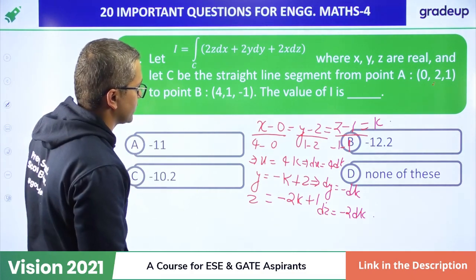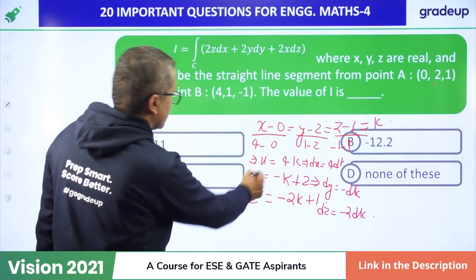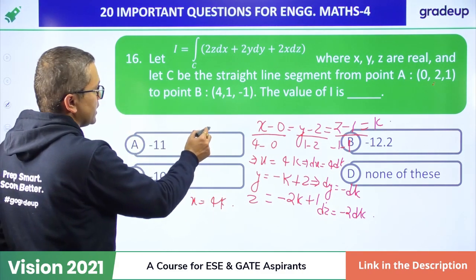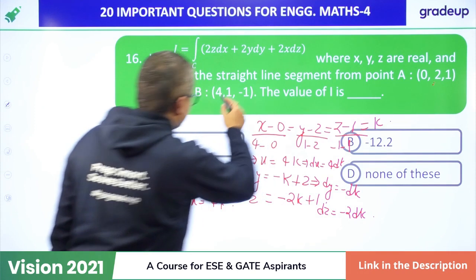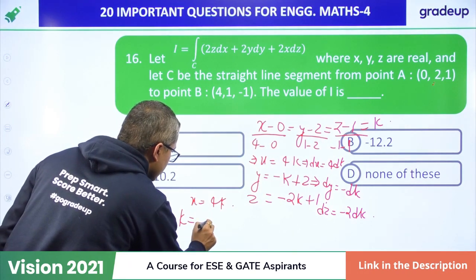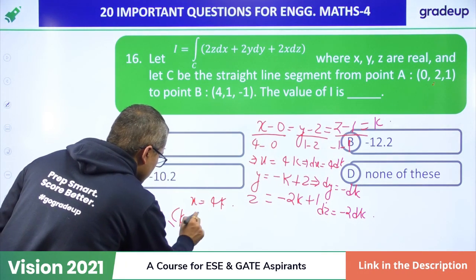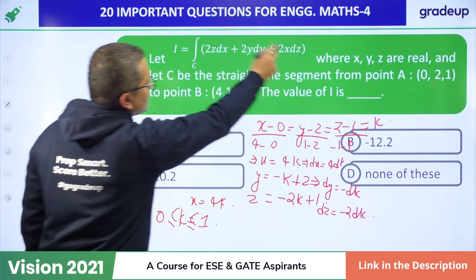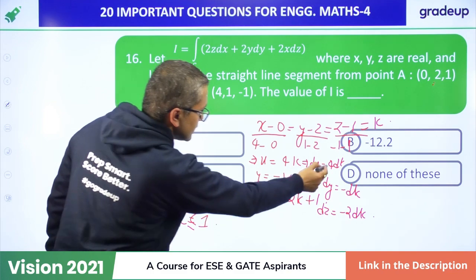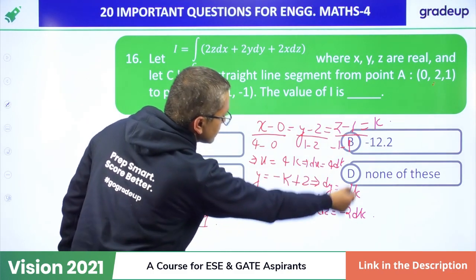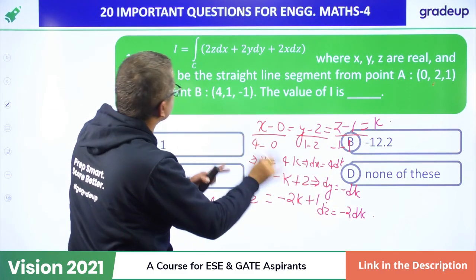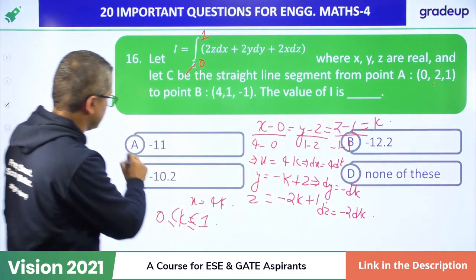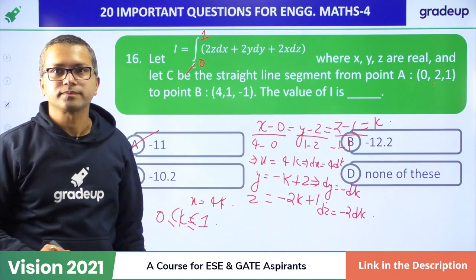Yeah, so it's fine, okay. Now the limits of k should be, because x equals 4k and x lies between 0 and 4, so k will lie between 0 and 1. So here, you're just going to put these values, all right, guys. So dx, dy, dz I have already calculated over here. x, y, and z, everything should be in k, and the limit should be from 0 to 1. Then you will get option A.